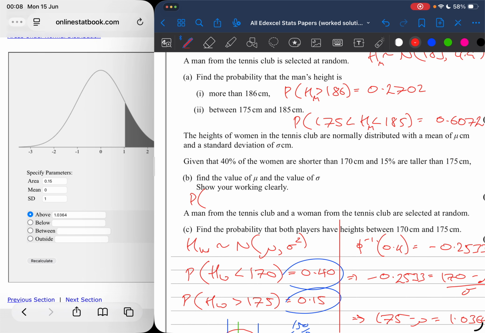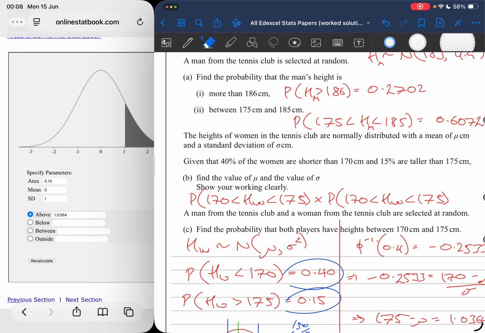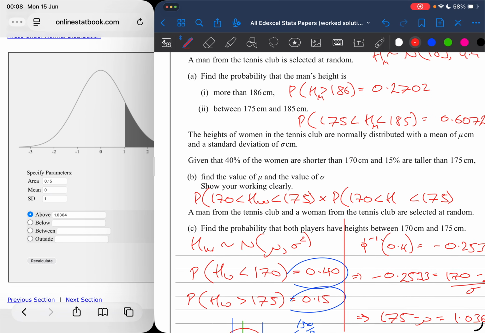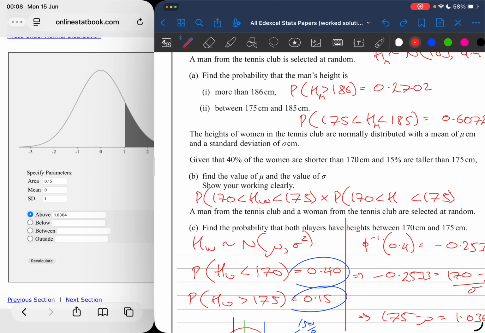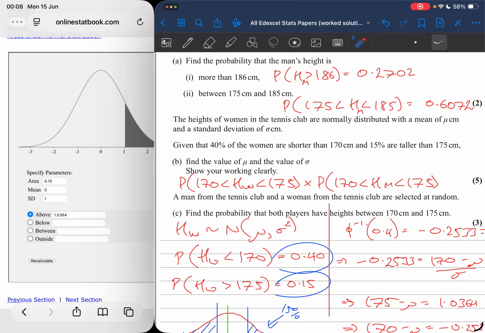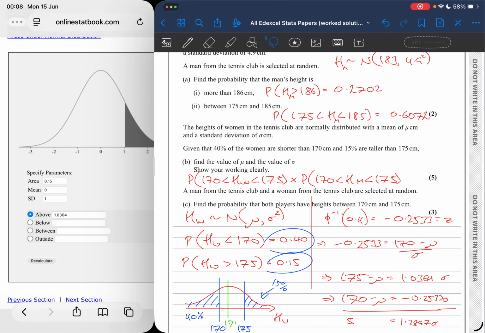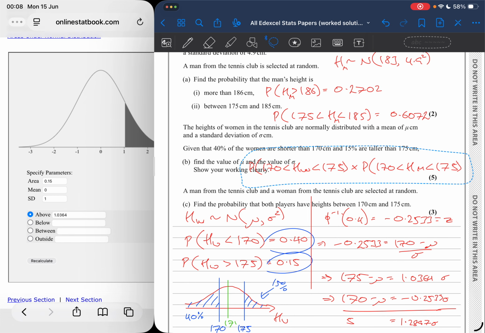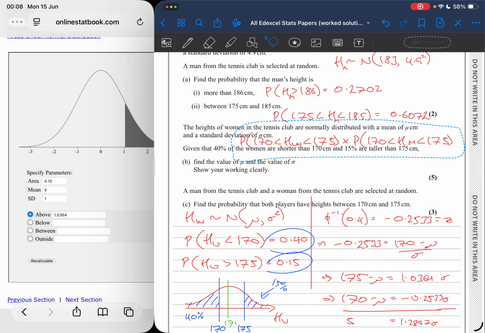We want to work out the probability that we have 170 being less than the height of a woman, and that being less than 175. So a woman being between those heights. And then we'll times it by the same for a man. I'm just going to copy this over, duplicate, change that W for a M. Lovely. Where are we going to get this from?